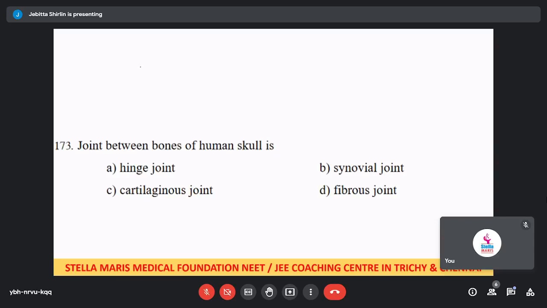Joint between bones of human skull. What is the joint that is seen between the bones of human skull? Hinge joint, synovial joint, cartilaginous joint, fibrous joint. Fibrous joint, that is the correct answer. Fibrous joint is the joint that connects the skull bones.